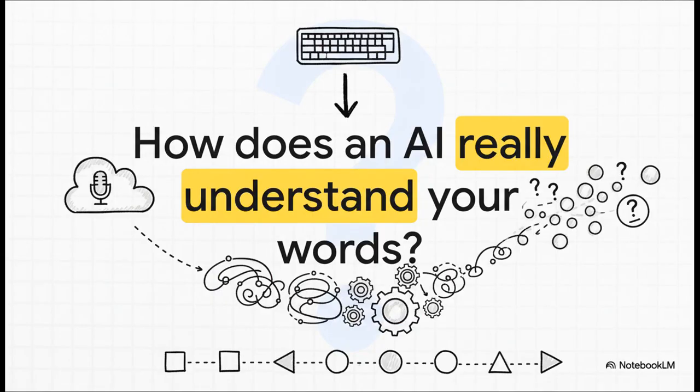Okay, so you type your prompt, you hit enter, and then what? How does this machine, which only gets ones and zeros, start to understand the meaning, the vibe, the whole point of your words? That's the big question we're tackling today.